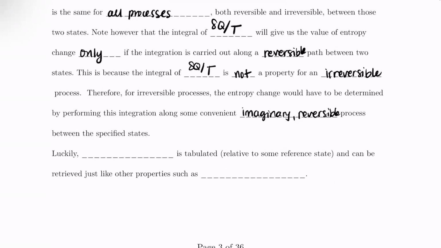Fortunately for us, specific entropy data is tabulated. It's given relative to some reference state, and it can be retrieved just like all the other properties that we've used tabulated data for, so just like internal energy, specific volume, and enthalpy. All right, so we're going to be using tables again, but it will function all in the same way. We're just going to be looking at entropy.